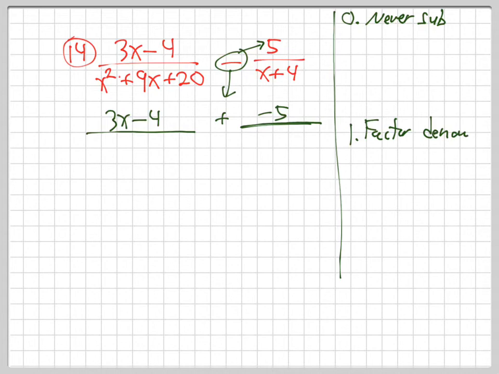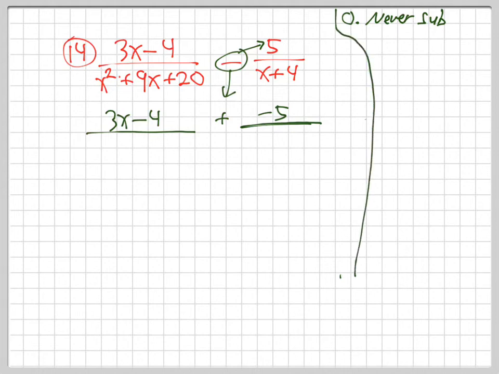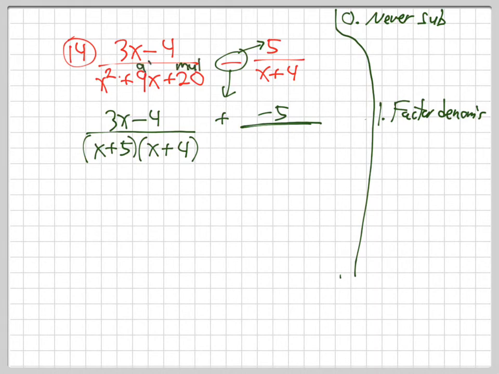Factor denoms. Actually, having done that, I'm going to change my plan and scoot it over a little bit. There we go. So step 1, factor denoms. All right, so this denominator needs to be factored. 5 times 4, both plus, right? Because they multiply to be 20, add to be 9. That good? They have to multiply to be 20, add to be 9.